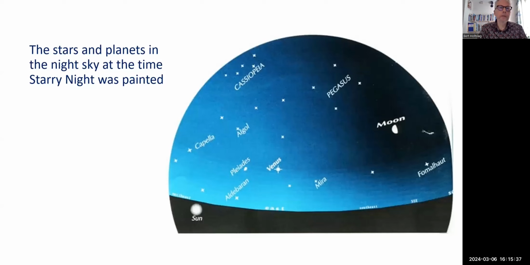And here you can see actually what we know at the time of June 1889, how the stars were located in the sky relatively in southern France, the moon, Venus, as well as the Pleiades cluster range. And you can see that the sun is just below the horizon still.